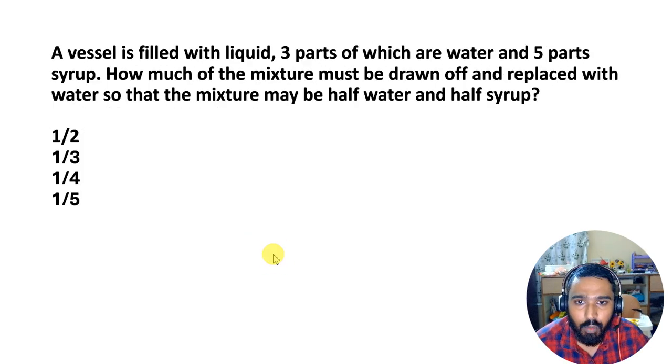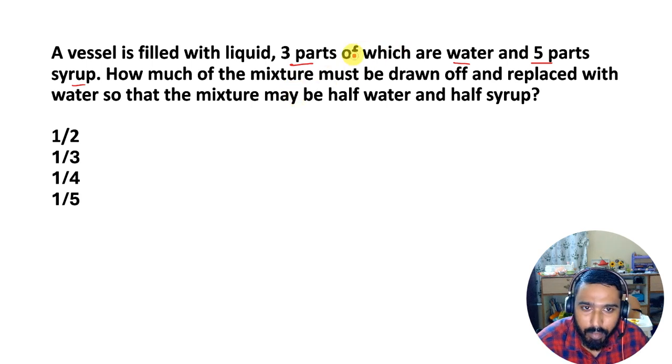So these are the questions we have already done. Let's see this one. A vessel is filled with a liquid, 3 parts of which are water and 5 parts of syrup. So totally there are 8 parts of the mixture, right? That means the mixture contains 8 parts. How much of the mixture must be drawn off and replaced with water so that the mixture may be half water and half syrup?